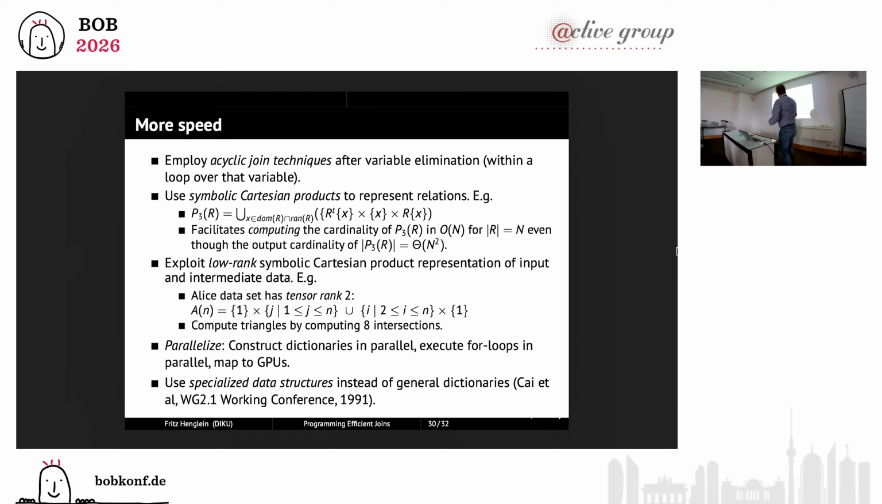So we can exploit so-called low-rank symbolic Cartesian product representation to actually get this even faster by recognizing the input has this wonderful structure that can be written down in this form. So if somebody writes it down in this form, this will run even faster.